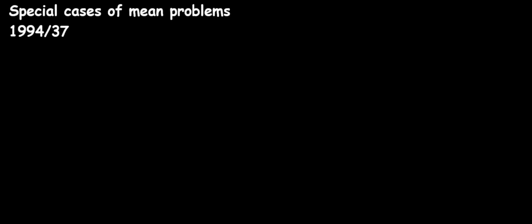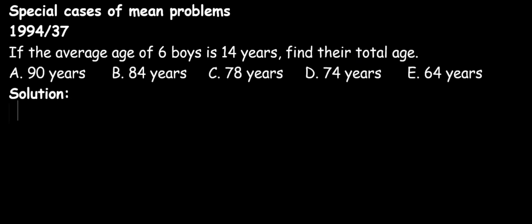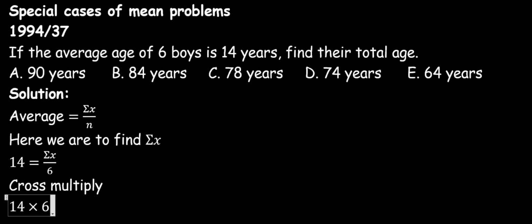Our first example there. If the average age of 6 boys is 14 years, find their total age. The options are given. Solution. Average is equals to summation x over n. In this case, we are to find summation x. Substituting into the given formula, we have 14, which is the average, equals to summation x over 6. We are given the average, and the number of boys, which is 6. Then next we cross multiply to make summation x the subject of the formula. So we now have that 14 times 6 is equals to summation x. Our result is 84 equals to summation x.